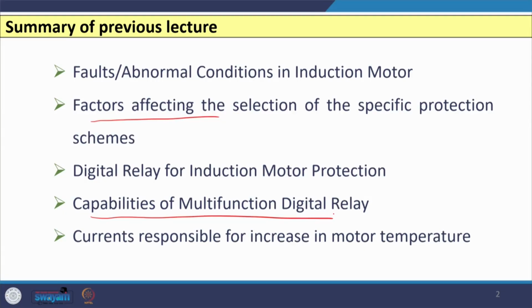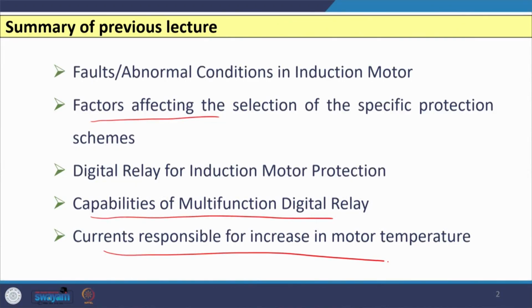Based on these several factors, we found that the digital or numerical relay is the best option for the protection of an induction motor. After that we discussed the features and capabilities of the multi-function digital relay, or motor management relay. All types of functions are available in a single unit: overcurrent, short circuit, low forward power, voltage protections such as under voltage and over voltage, over frequency, under frequency, stalling, negative phase sequence, winding temperature measurement, and communication. All such features are possible if we use a multifunction digital relay for the protection of an induction motor.